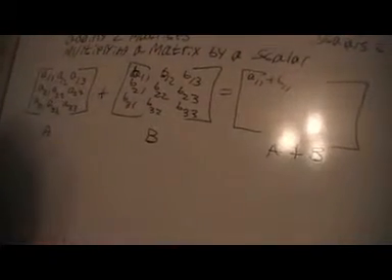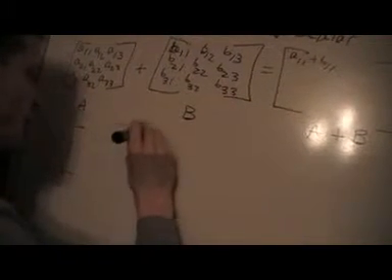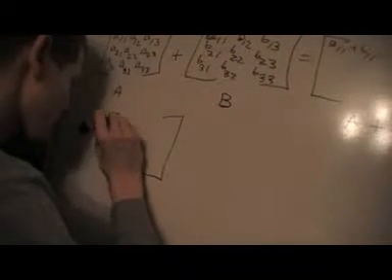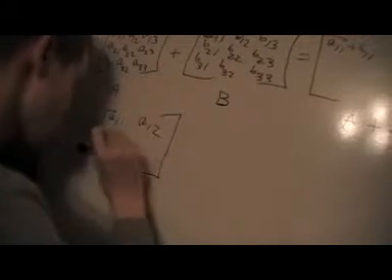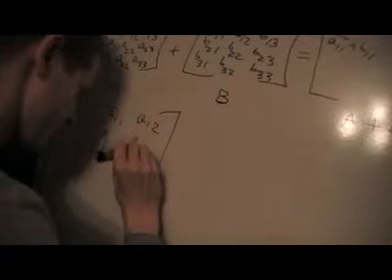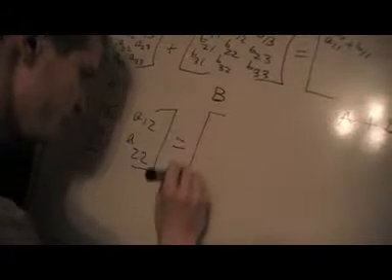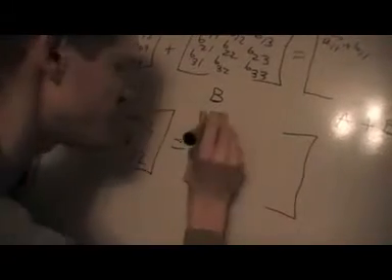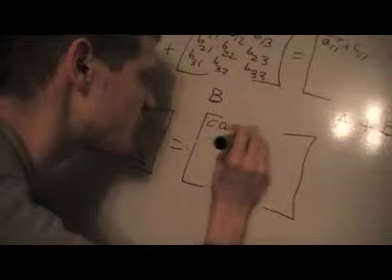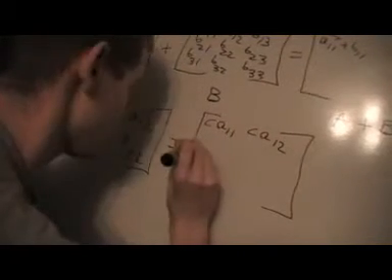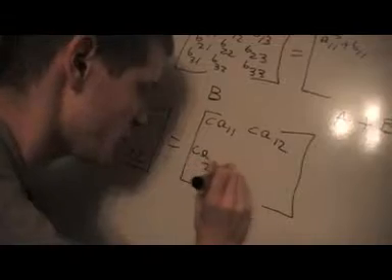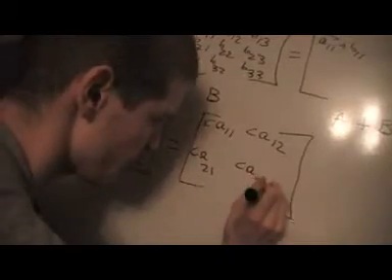Right, the definition for multiplying by a scalar now. So we've got some scalar here, C. We've got some matrix here, A. And I've got A11, A12, A21, A22. And the result will be C times A11, C times A12, C times A21, and C times A22. Okay.